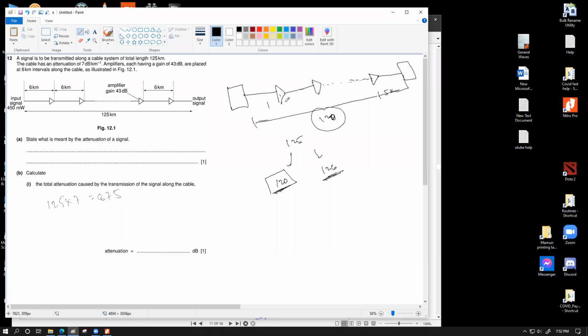Each 6 kilometers is covered by one amplifier station. So if you just divide 120 kilometers by 6, you get 20 stations. So essentially you're going to have a total of 20 repeater stations within this channel, not 21.